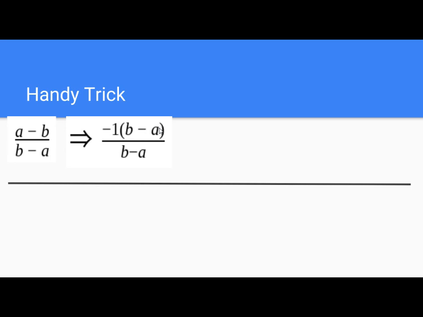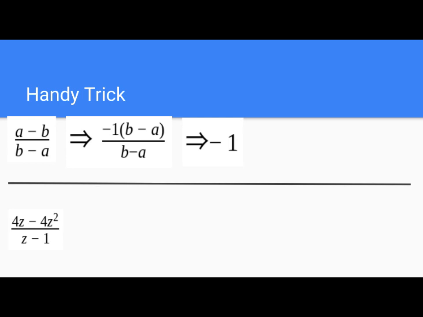And that seems like a really trivial thing, like why would you go through that effort? But now that I've done that, now that I've factored out a -1 to flip-flop these around, I can cancel the b minus a and the b minus a. And b minus a over b minus a would divide away to 1. I'd be left with -1. Since we don't know what a and b are, we really wouldn't talk about excluded values so much in this one.